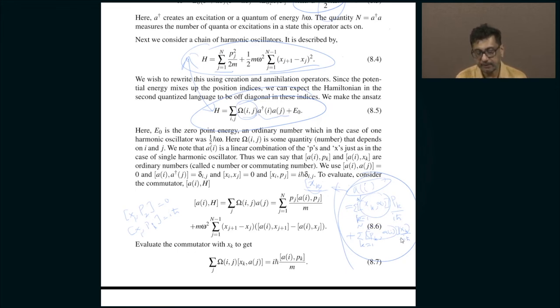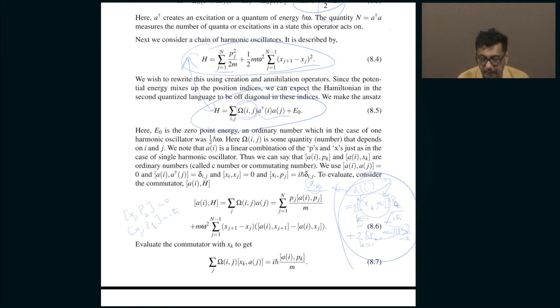So that is the implication. If you specify the commutators of X_K with A_I and P_K with A_I, it's like specifying fully this transformation that connects the A's to the P's and X's and vice versa. The reverse also, you can write the P's in terms of the A's and A daggers. Because P has to be Hermitian, A dagger has to be involved.